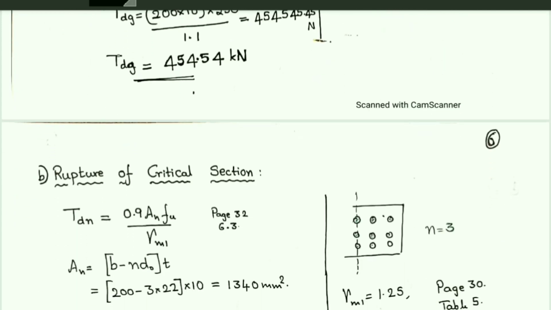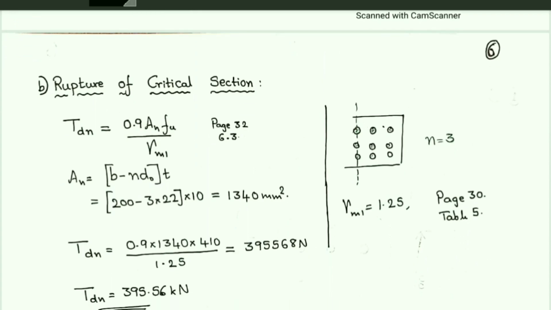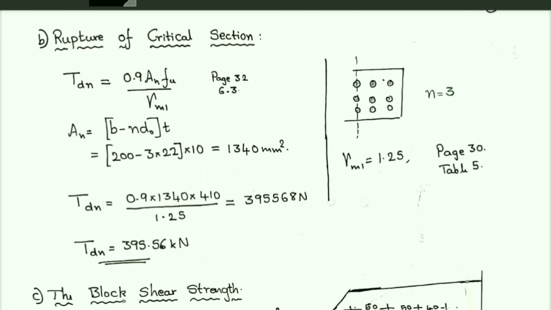454.54 kilonewton. Next one, rupture of the critical section, that is TDN, which will be equal to 0.9 AN Fu divided by gamma M1. Here AN is the area of the critical section, or the net area of the section. It will be equal to B minus N into D0. B means the width of the plate, the complete width of the plate. N is the number of bolts, that is, in one line you will have 3 bolts. The bolts are in the same line; it is not a staggered connection.